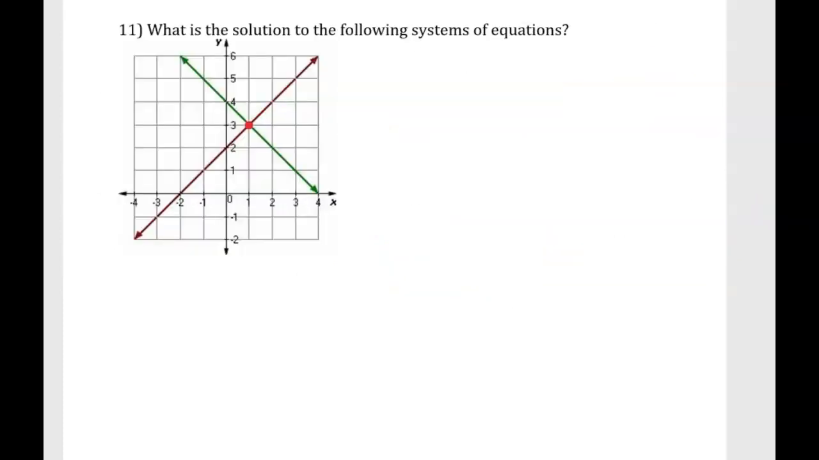All right, now the last example says, what is the solution to the following system of equations? This is the easiest type of problem. You just need to look at the graph and identify where the two lines intersect. You don't need to figure out the equations of the line. You don't need to make it more complicated. They intersect at (1, 3). Okay, so that's it. I would say go ahead and try the homework.